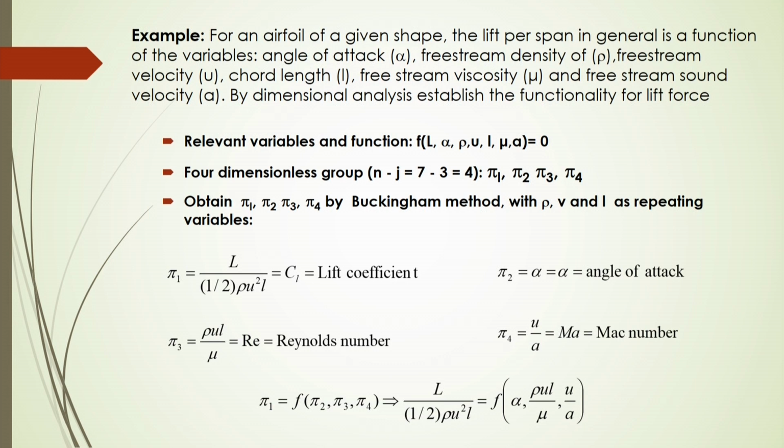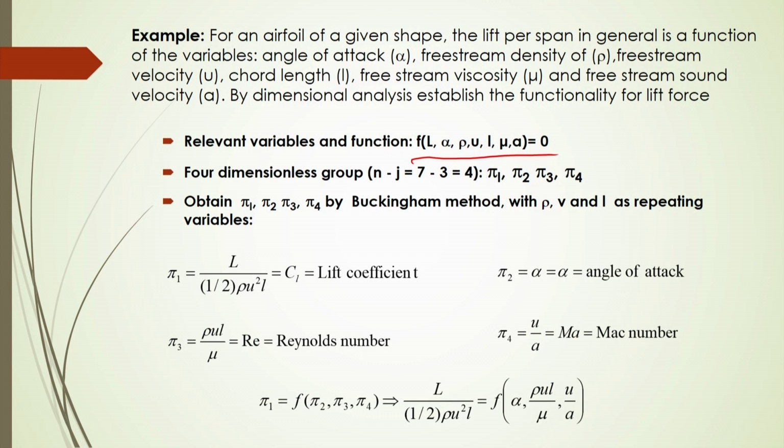So, we have these relevant variables, and we can write the functionality as f of L, alpha, rho, u, L, mu, a, which will be equal to 0. And in this case, how many dimensionless groups can be formed here? Since we have 7 variables, we get 7 minus 3, which equals 4 dimensionless groups: phi 1, phi 2, phi 3 and phi 4.